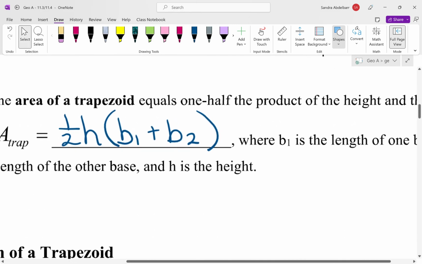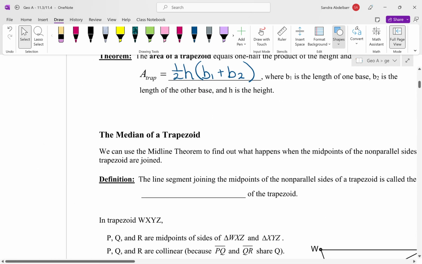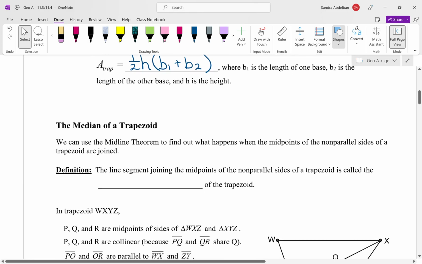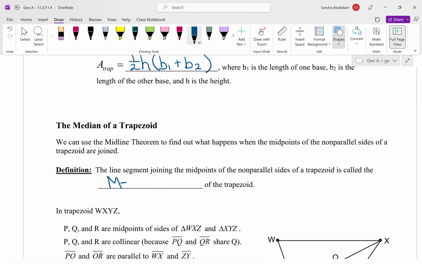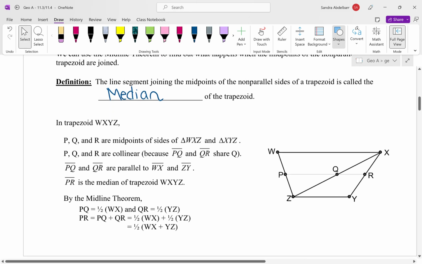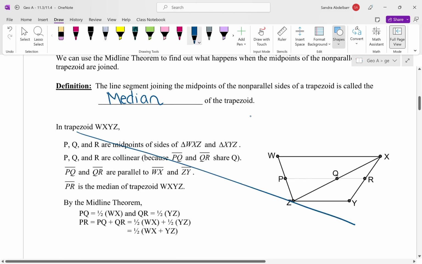I'll zoom it really big for you so nobody messes this one up. Half height times the sum of the bases. We all got this? Okay. The median of a trapezoid. The line segment joining the midpoints of the non-parallel sides of a trapezoid is called the median of the trapezoid. We're not going to prove any of this. Don't worry about it.